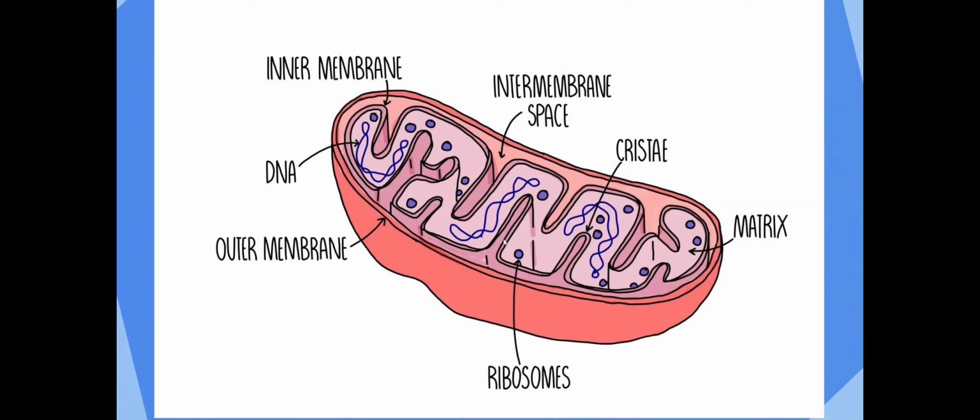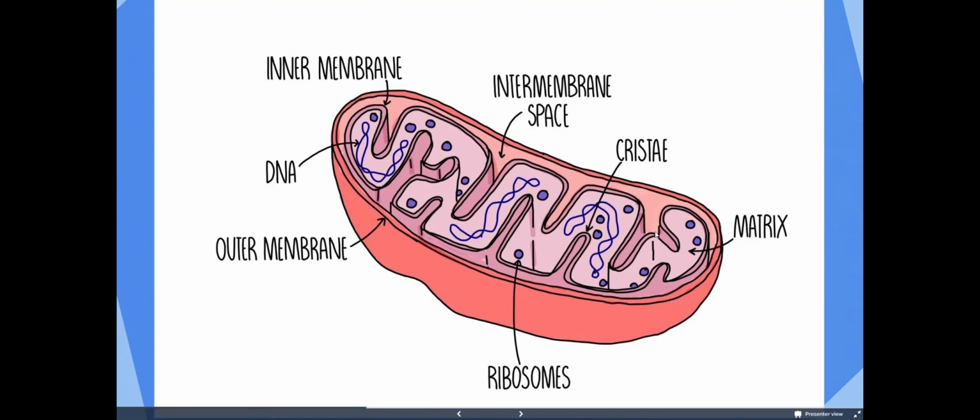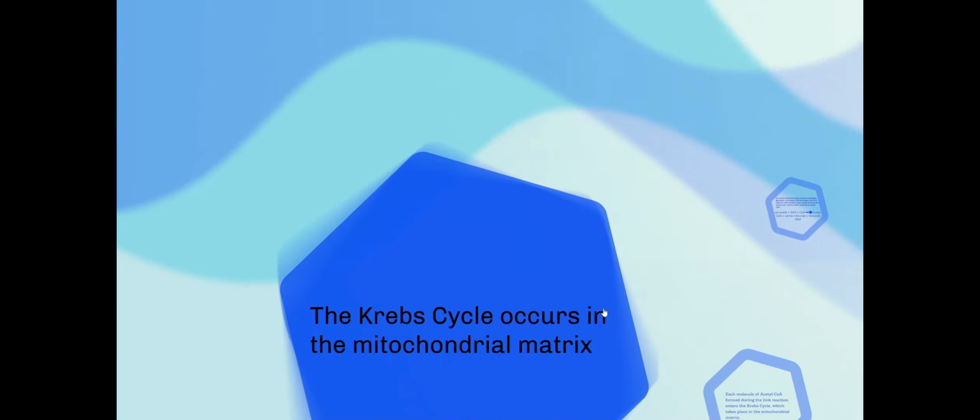Now, these inner membrane, they are foldings, as you guys can see here, and these foldings are called cristae. They're present to increase the surface area of the mitochondria, the inner membrane. And the spaces between these inner membranes are called the matrix. Now always remember that this space is called the matrix. We're gonna know more about it.